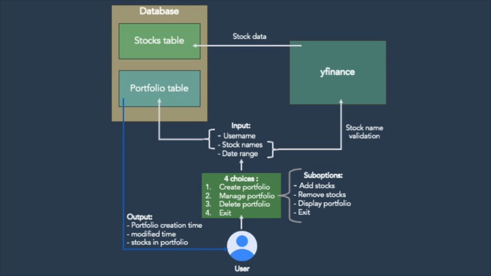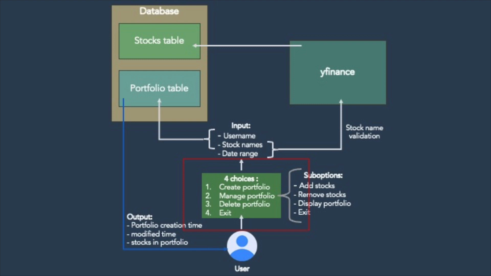When it's related to user and portfolio, information will be created in the portfolio table. When it's related to acquiring stock data, we will validate the stock name first, and stock data will be acquired using Y Finance. Then it will be stored in the stock table. Now we will have a look at the choices that the user will be given in detail.